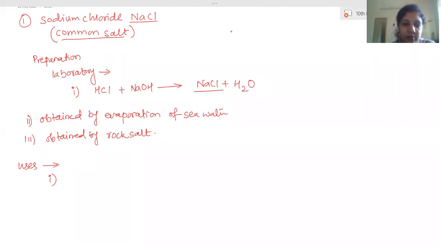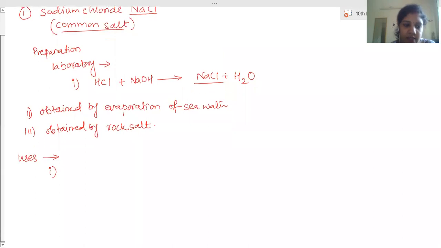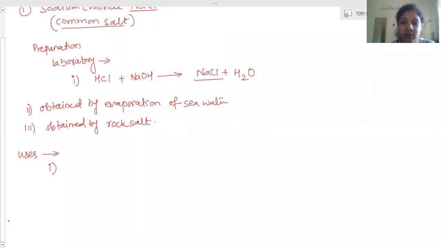Uses: for cooking purposes? Yes, for cooking, but for what purpose in cooking are we using it? For taste, flavoring. It is used for adding flavor.